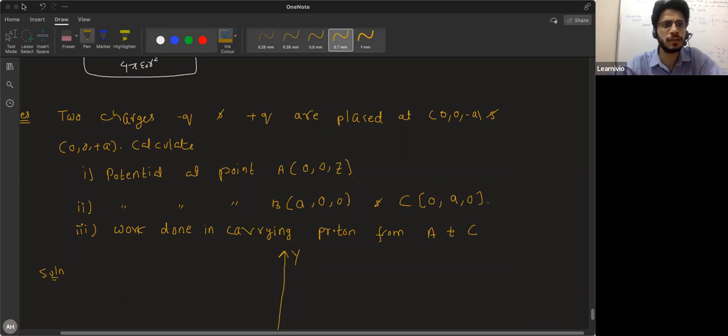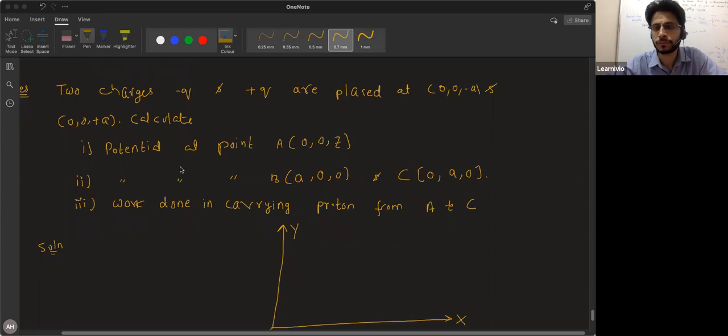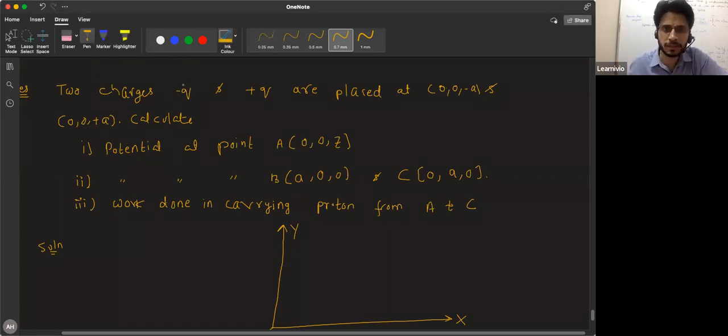Written, Mazia, Alia, written this question. Okay, we'll start this numerical together. Mazia, let's start with you. On which axis are these charges placed? See, charges minus q and plus q are placed at this point and this point. On which axis does this point lie? On x-axis, y-axis, or z-axis?